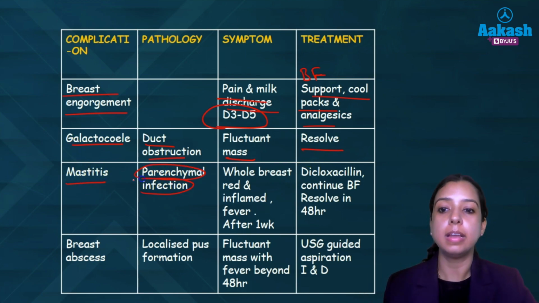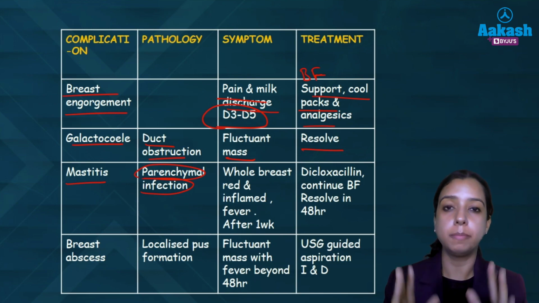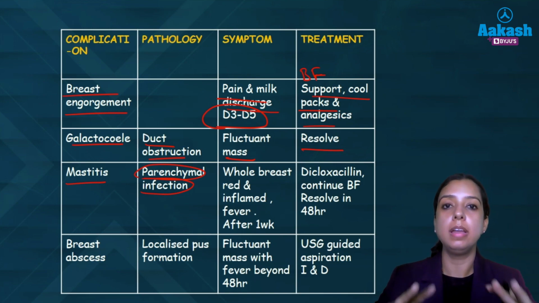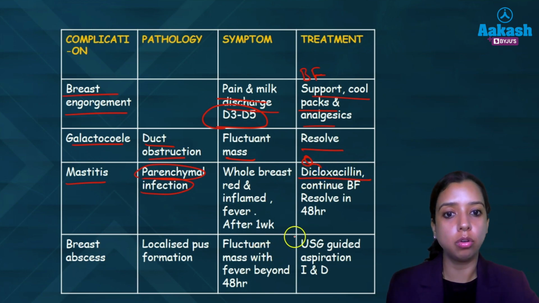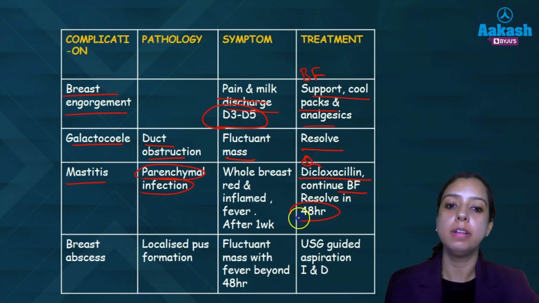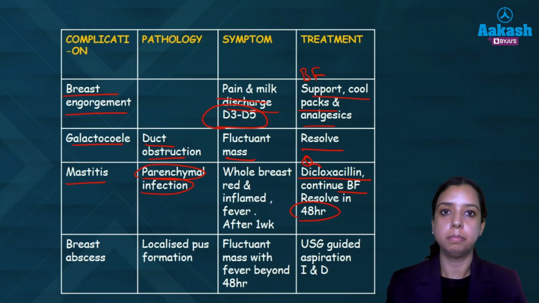Mastitis. Mastitis is parenchymal inflammation. It's an infection that occurs through the oronasal route of the infant. Okay, so it's parenchymal inflammation. The breast will be engorged and inflamed and the patient will have fever. That's how mastitis presents. Since it's an infection, you will give the antibiotic dicloxacillin. That was the question asked. You will give dicloxacillin, you will continue breastfeeding and your fever will resolve in 48 hours, right? If your fever is not resolving in 48 hours, it means it has become more complicated, and that is breast abscess.